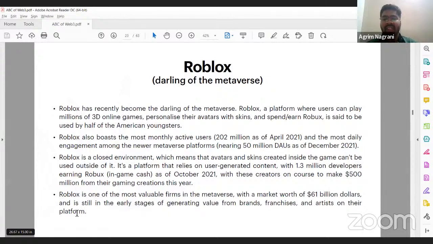So as you can see, the hype, or you can say the engagement, of the metaverse and Roblox has increased a lot, to almost 50 million daily active users. So this is the exponential increase you can see for the metaverse and the coming Web3 technology, in which people are quite engaged and fascinated.